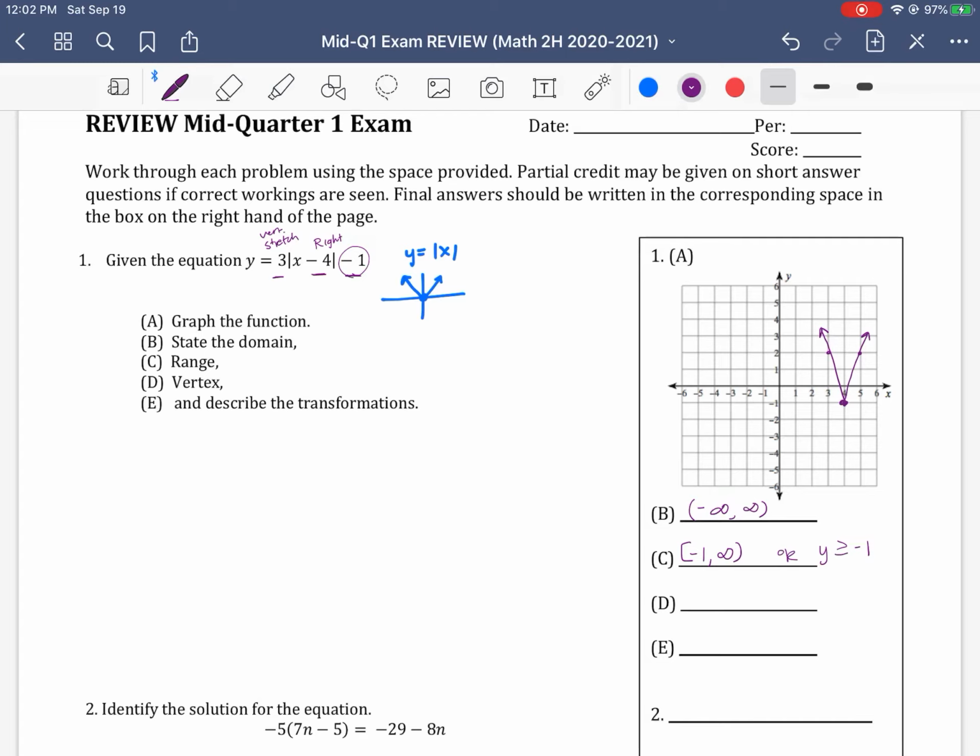Okay. D asks for the vertex. Remember, the vertex is the point at which the V is created, so that dot right there at the bottom of our V. In this case, the vertex is at (4, -1). It's just a point on the graph.